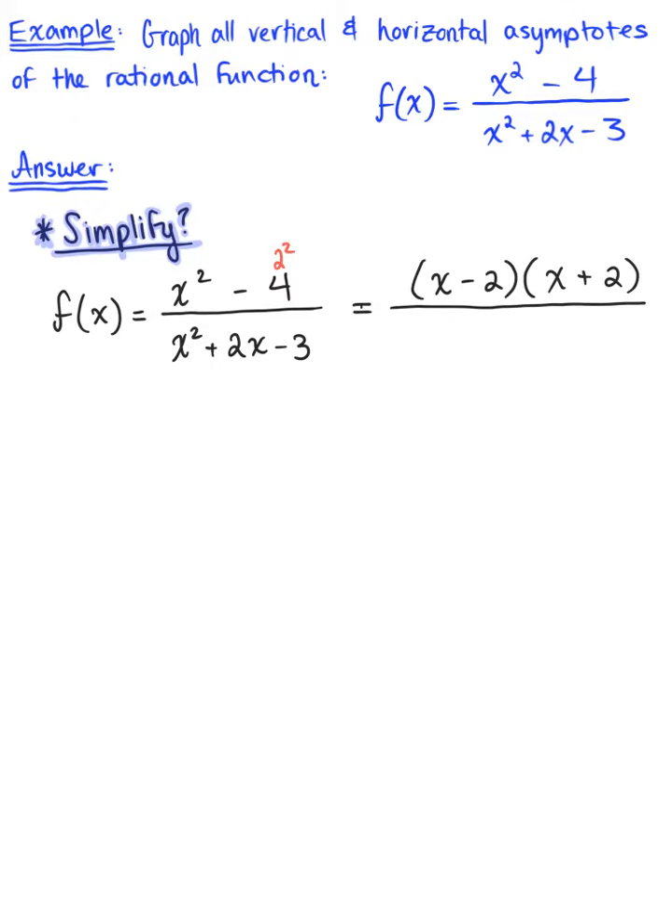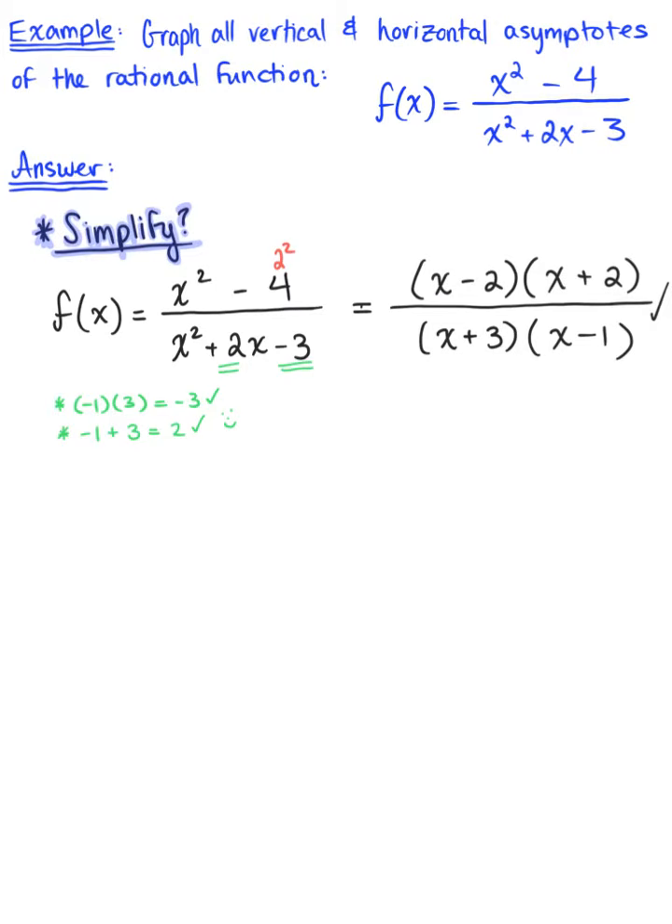Beautiful. Now, in the denominator, we're thinking to ourselves, what two numbers multiply together to give us a negative 3, but combine together to give us a 2? 3 and negative 1. Woohoo! So we can rewrite this as x plus 3 multiplied by x minus 1. Now, do we see any common binomials? Nope. So this is as simplified as this function can be.